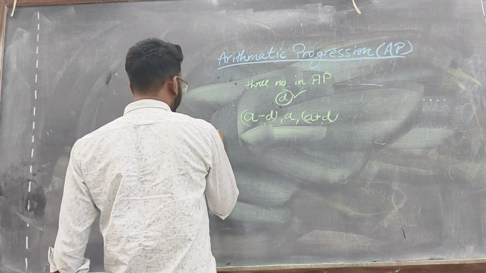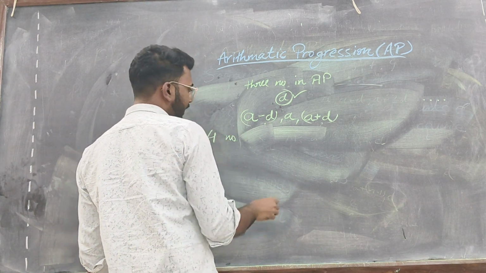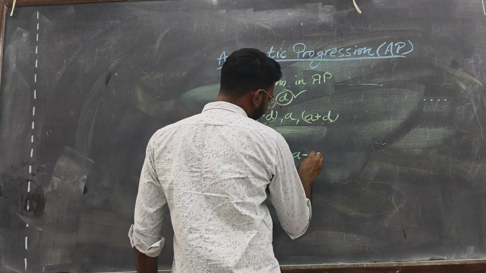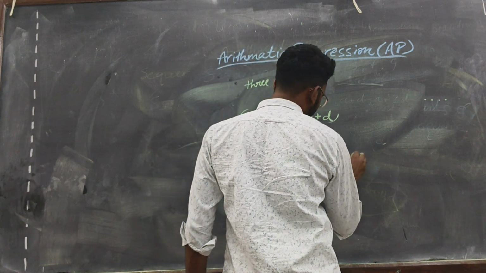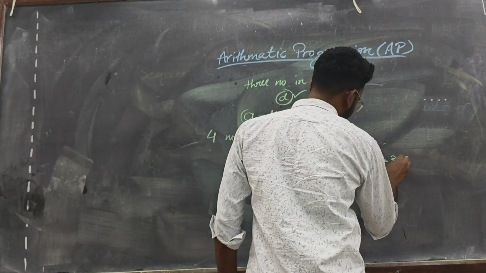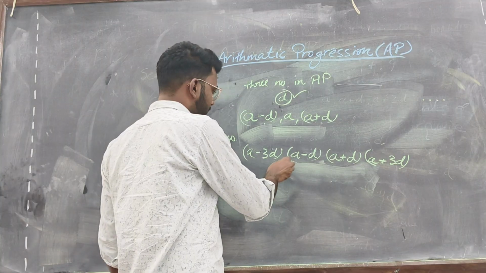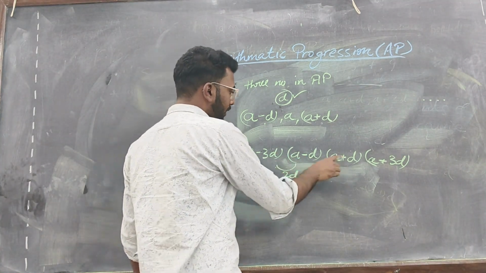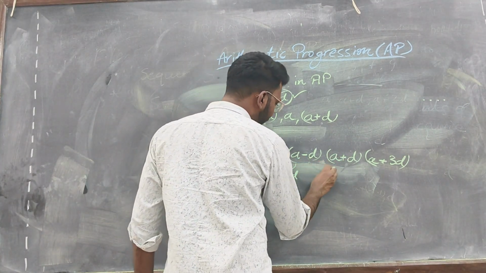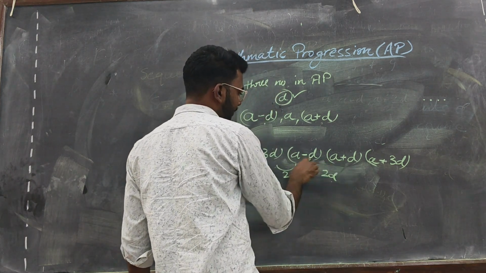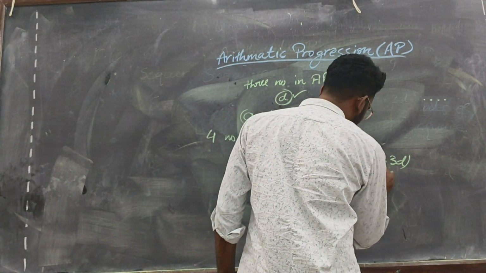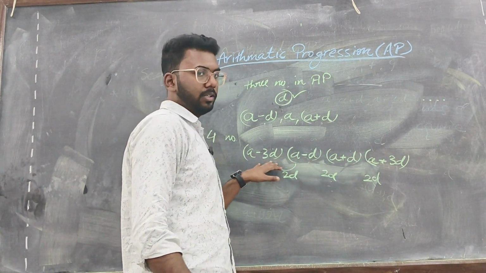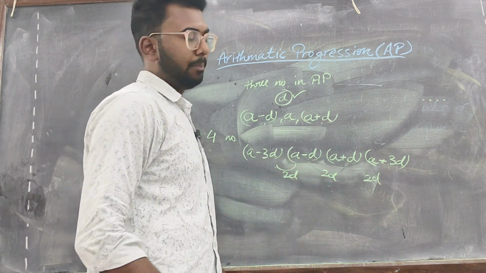Next, if we have to assume four numbers in AP, we can do it like this: A minus 3D, A minus D, A plus D and A plus 3D. The difference will be 2D: 3D minus D is 2D. The difference between these two numbers gives you 2D, and between these two also 2D. So the common difference is the same between these four consecutive numbers, and we can say that these four numbers are in AP. Okay.